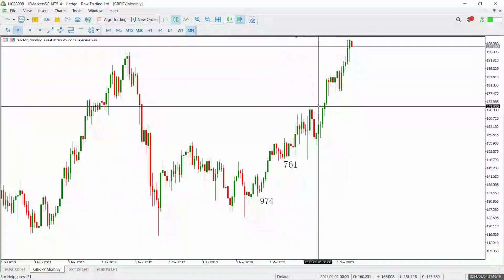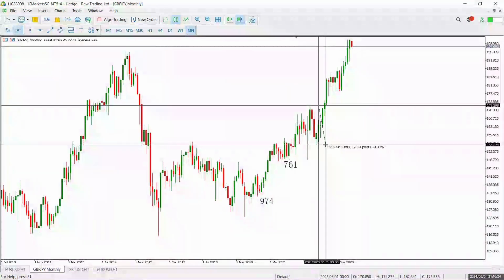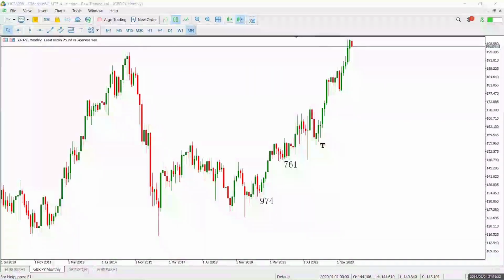From the highest point of the exhaustion right here to the lowest point of the exhaustion, this is what? 1702. Okay. So now, what does this mean? This means that this is push exhaustion 974.